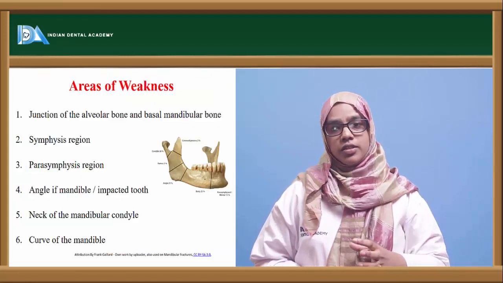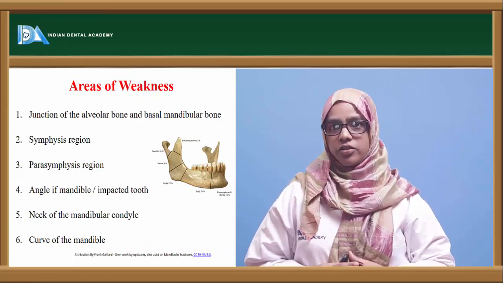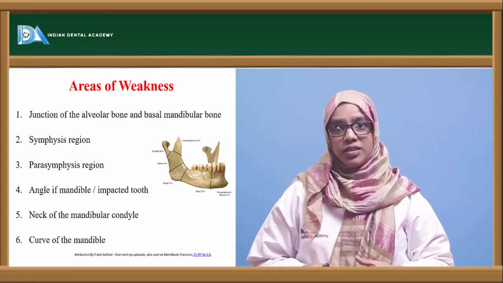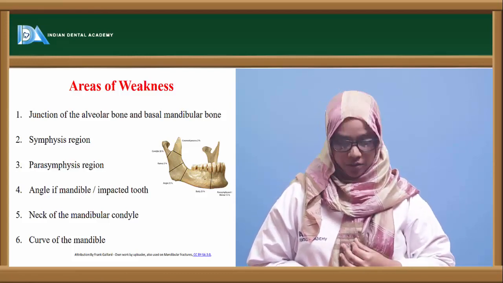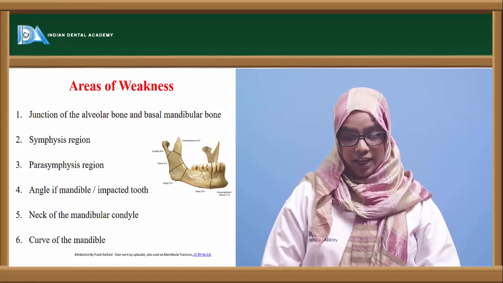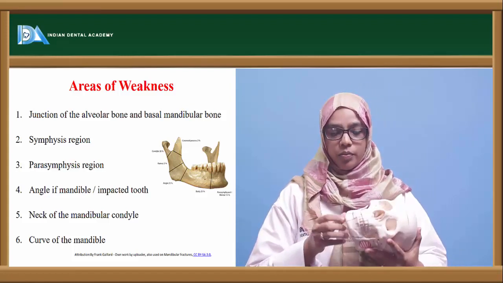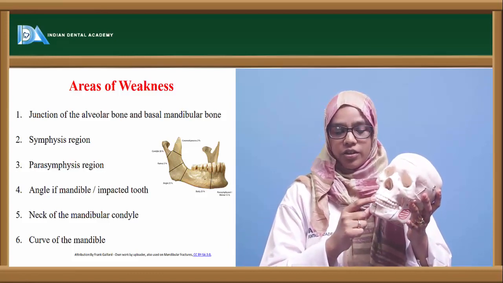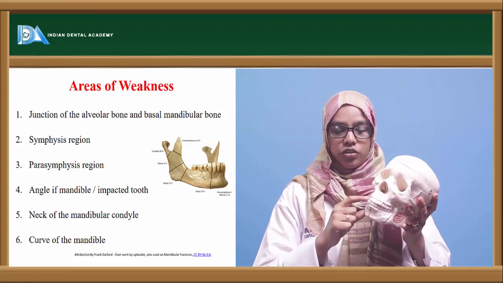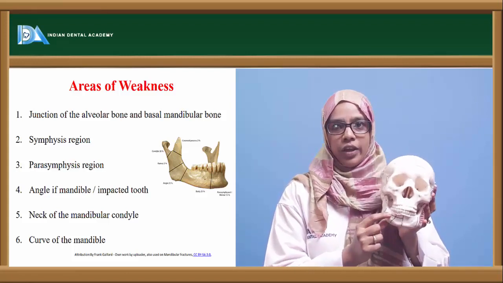Now you might be wondering why only these specific areas are fractured, why not the others? This is because of the inherent areas of weakness present in the mandible. As you can see in the slide, the most important anatomical difference is the dentoalveolar structure and the base of the mandible. The junction of the dentoalveolar bone and the base of the mandible is weak, resulting in fracture.